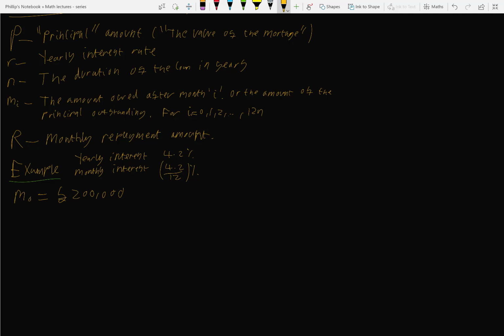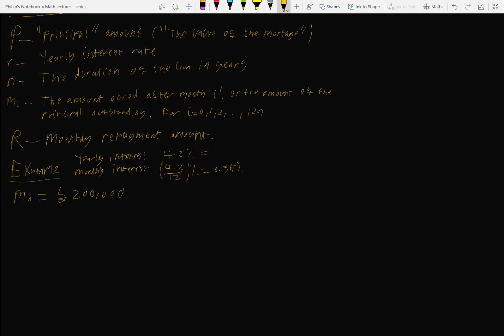It's like if you've got a job and you're earning, let's make it easy, £24,000 a year. Before tax and insurance, obviously, you'll be getting £2,000 a month, but they're still going to give the value of your wage as £24,000 a year. So it's the same principle here. We've got a yearly interest rate of 4.2%, but the monthly interest rate is 4.2 divided by 12, which is equal to 0.35%.